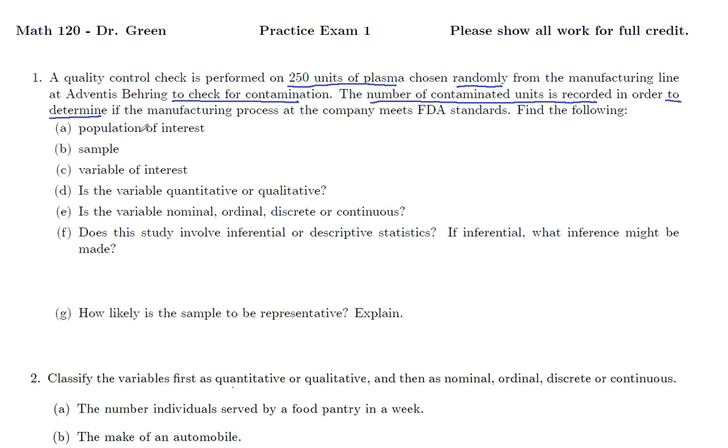So find the population of interest, so that's the entire group that we're considering. So we've got these 250 units of plasma. That's not going to be the entire population. The entire population would be all plasma at the factory. So all plasma at Adventis Bearing.